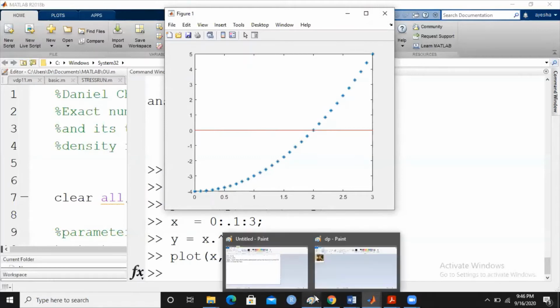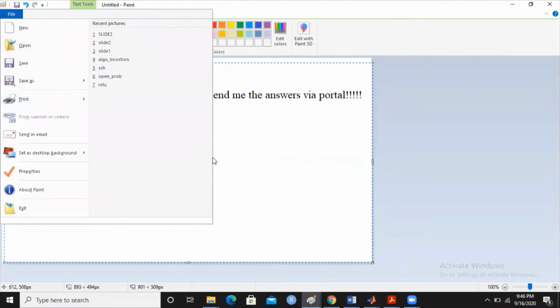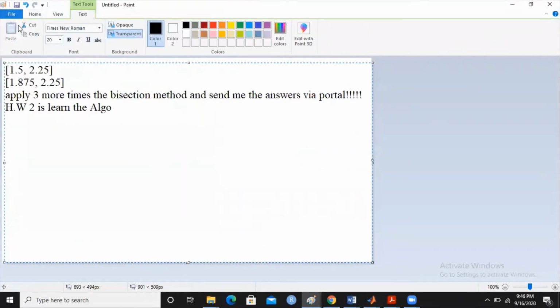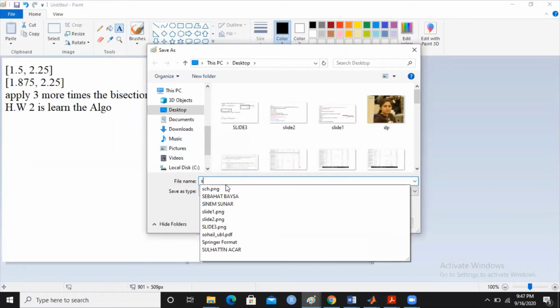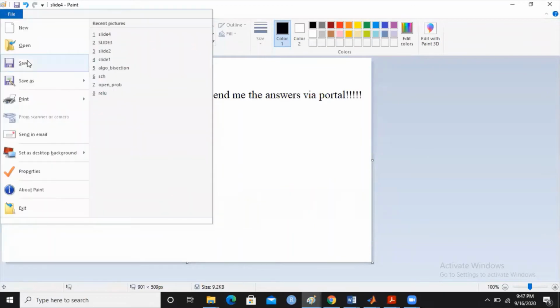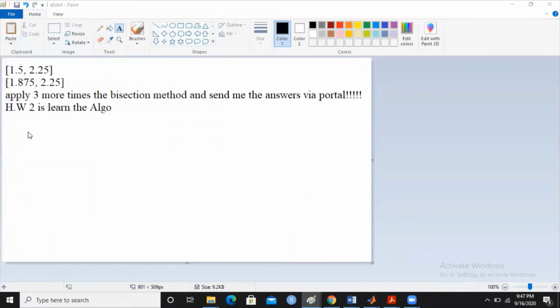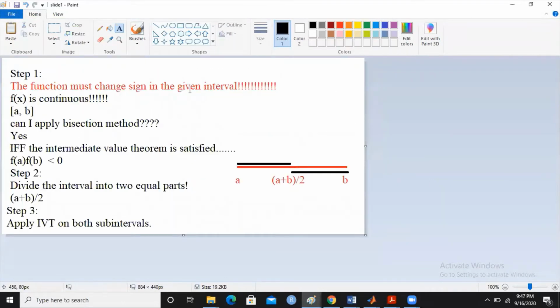Let us understand the bisection method with the help of the important steps. Let me open the definition of the bisection method.